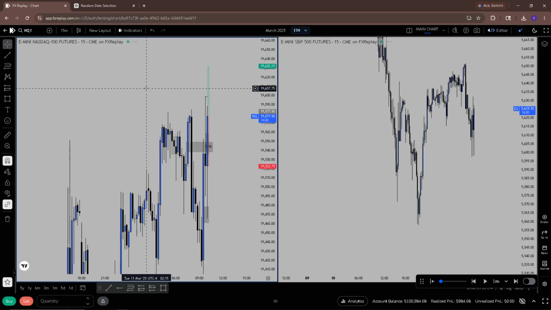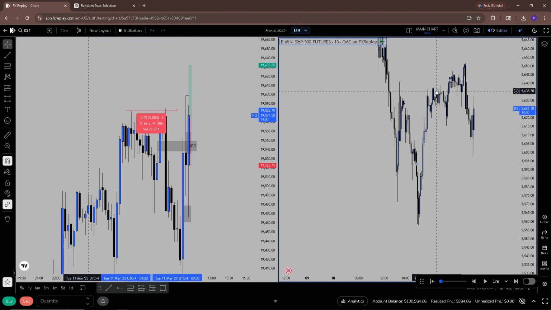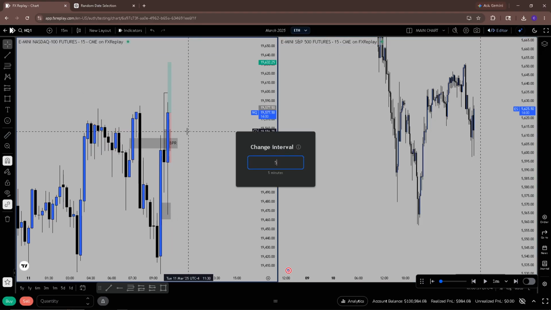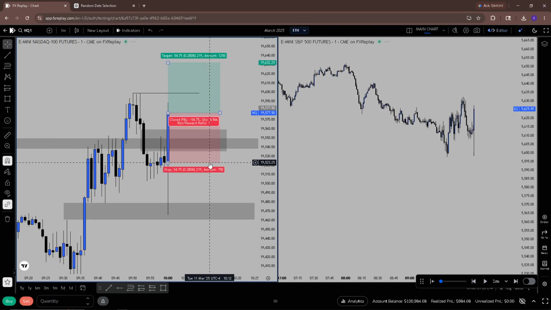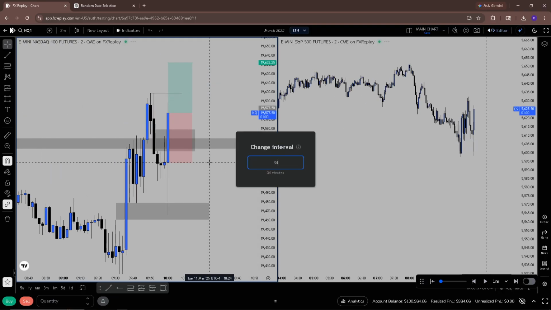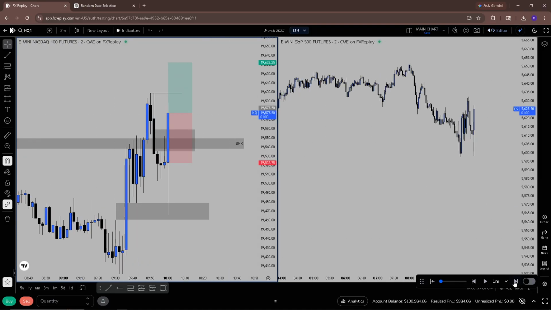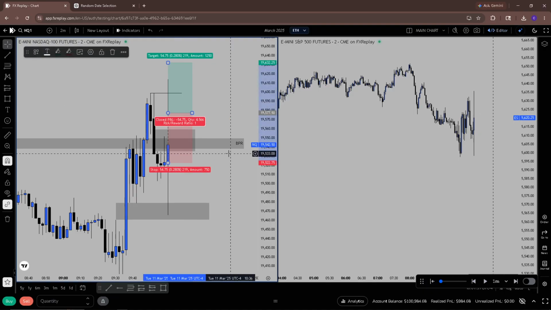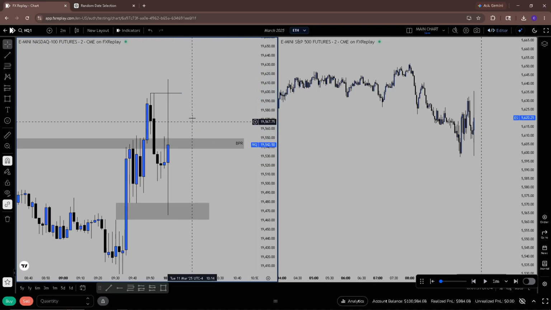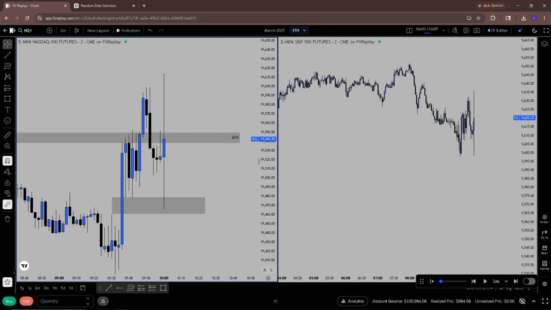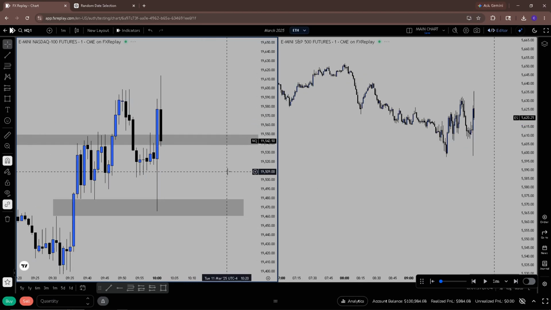I'd be longing into this high that swept out these two highs. But we did get the 15-minute delivery, also 5-minute tap that just looks so clean. I didn't even realize we had higher time frame gaps, so I won't take this. Yeah, no, I'm not gonna take this. Would have been break even, because we had higher time frame gaps.